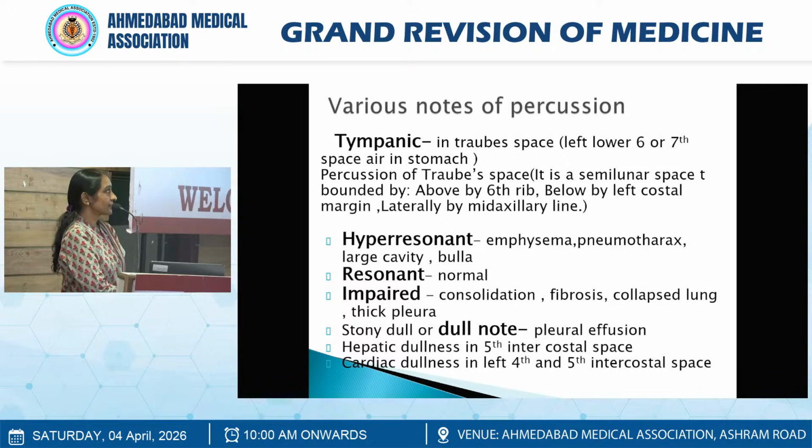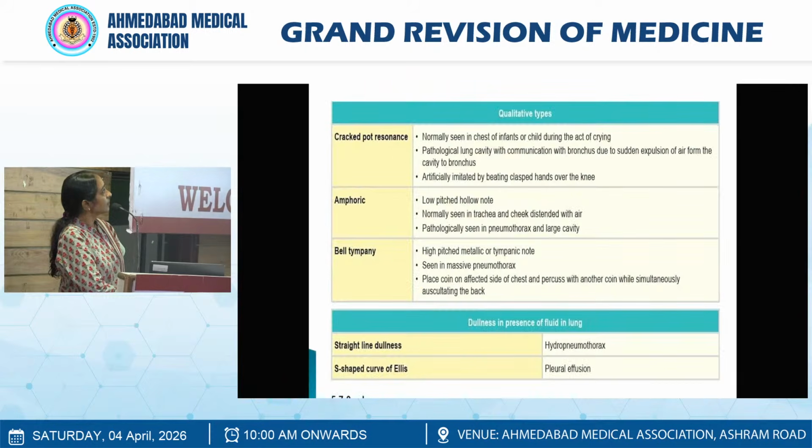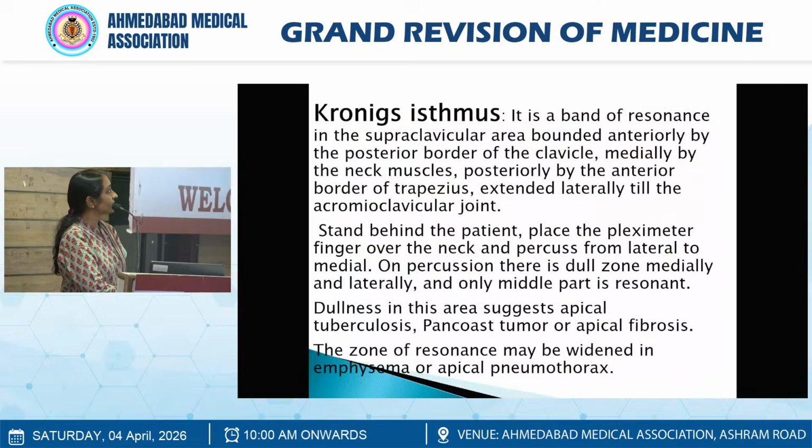Impaired in consolidation, fibrosis, collapse and dull note is in the pleural effusion. Also notice that the hepatic dullness and cardiac dullness is there and it is not pathological. Okay, some other things are there. Just of theoretical importance, we rarely ask, but you have to remember: cracked pot resonance, amphoric breathing, bell tympany, etc. Kronig's isthmus, what is it?